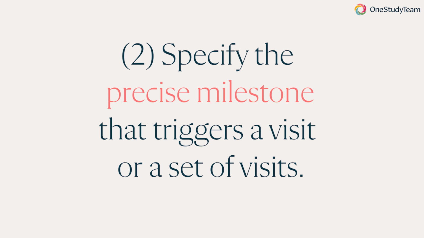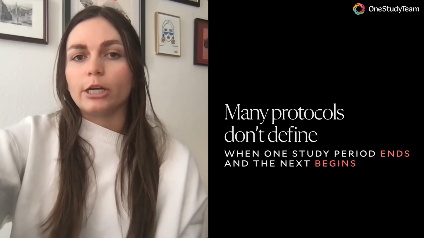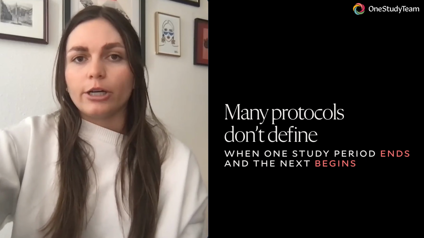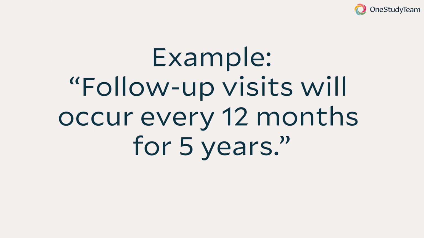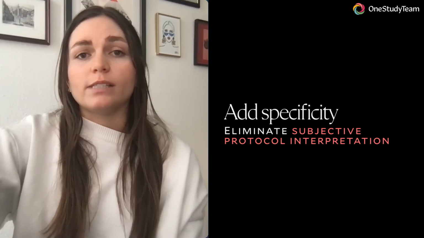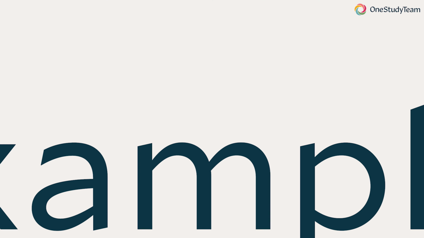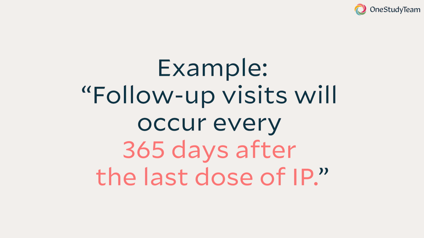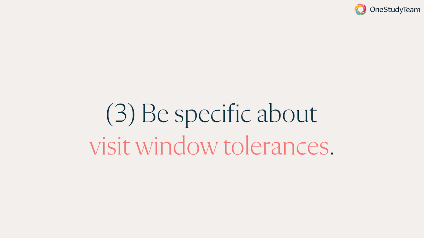Second, specify the precise milestone that triggers a visit or a set of visits. Although most protocols have multiple study periods, many don't define when one study period ends and the next begins. So, for example, a common protocol phrase might be follow-up visits will occur every 12 months for 5 years. But that's not really enough information. Does that mean every 12 months relative to randomization, the last dose, something else? Again, specificity here just removes that need for subjective protocol interpretation. So an example of better language would be follow-up visits will occur every 365 days after the last dose of IP.